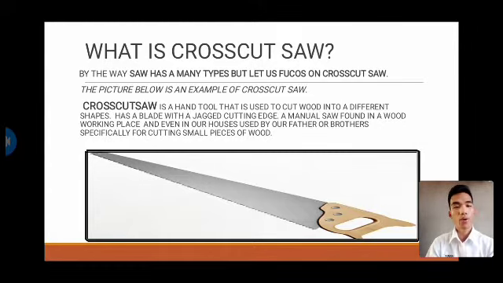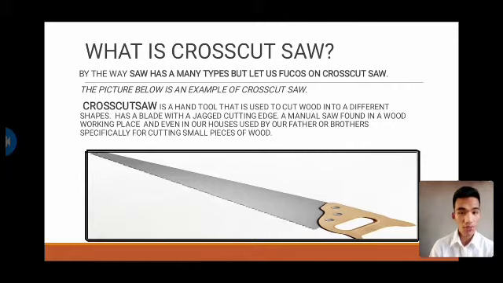It has a blade with a jagged cutting edge, a manual saw found in a woodworking place, and even in our houses. We have it. It is used by our father, our brother, or even our mother. If you know how to use it, then of course, even us, including us. A crosscut saw is a hand cutting tool.